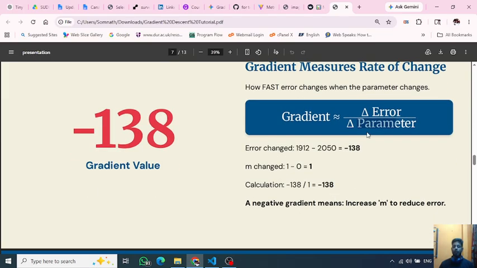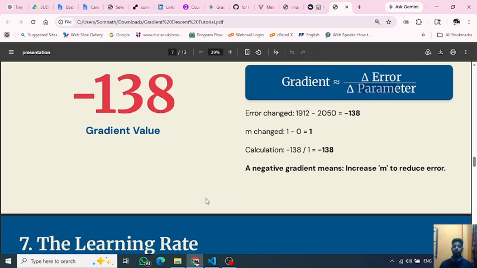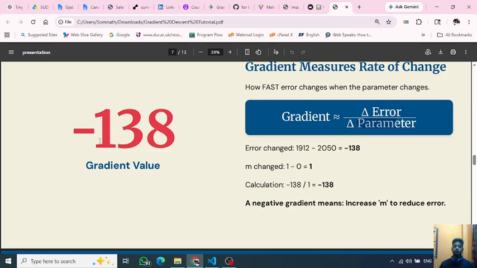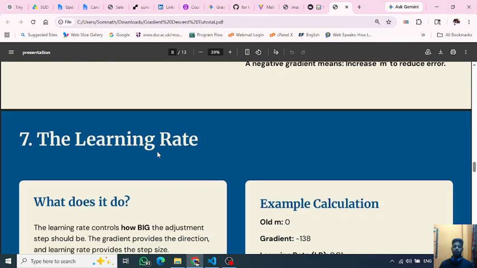Now the gradient is, as per the equation, error change divided by M change. So a negative gradient means increase M to reduce error. If positive, then decrease M, and the error will also reduce. Okay. Now the gradient value is this.